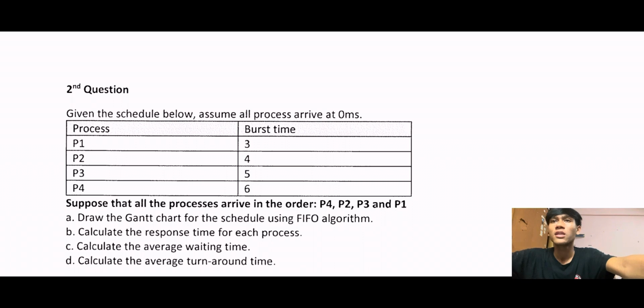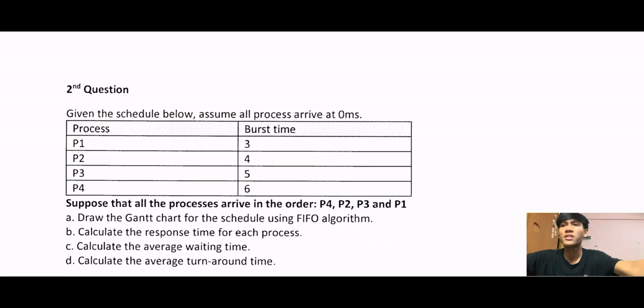Second question, given the schedule below, assume all the processes arrive at 0 millisecond. Process P1 burst time 3, process P2 burst time 4, process P3 burst time 5, process P4 burst time 6. Suppose that all the processes arrive in the order P4, P2, P3 and P1. A. Draw the Gantt chart for the schedule using FIFO algorithm.